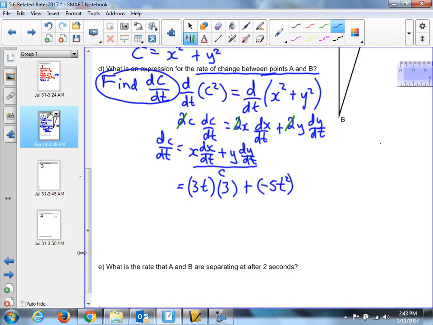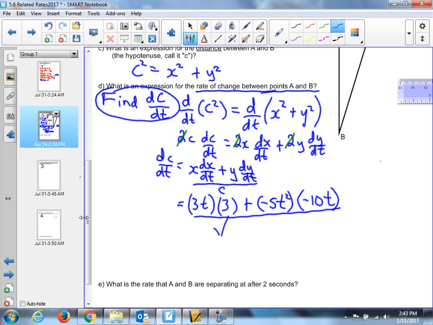dy by dt, we have an expression up above. It's negative 10t. Over, and I'll do this as two steps here. We know that c from the Pythagorean theorem is the square root of x squared plus y squared. And then we could sub in for x and y in the denominator. We could tidy up things on the top too.